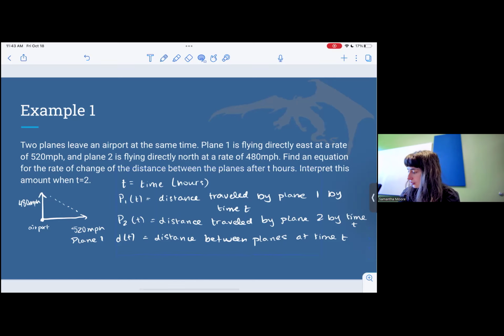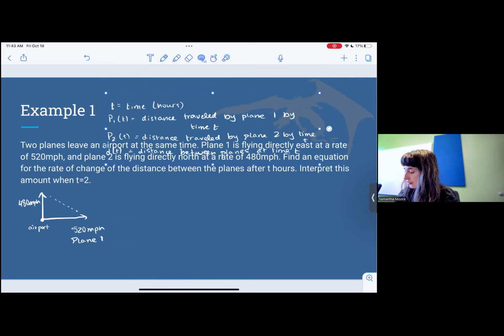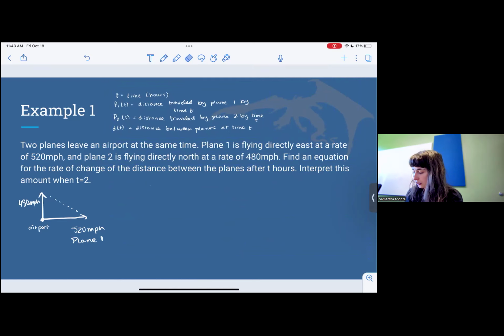So the next step is to take all of our variables and write down all of the things that we know about them. And also it's going to help to update our picture. So in my picture, I'm going to think about this length of how far I've traveled. Again, it's P1 of t. This length is P2 of t. This length is d of t.